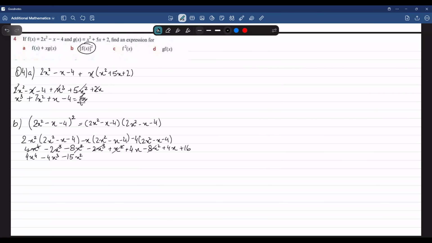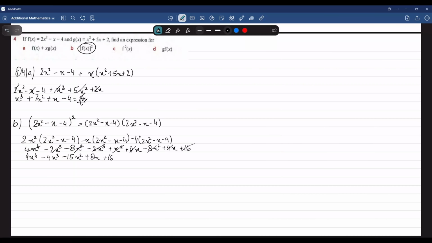Then we have 4 times 4x, which would give us 16x. Copy this down as it is. So our answer would be 4x raised to the power 4 minus 4x cubed minus 15x plus 8x plus 16. I hope that is clear to you all.